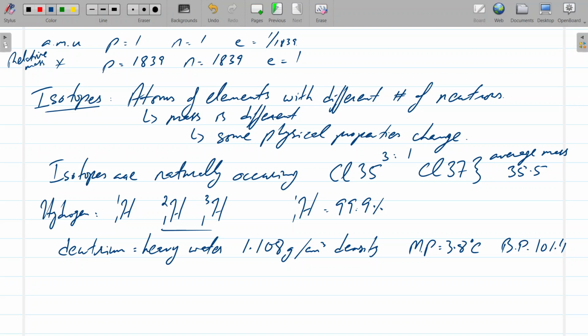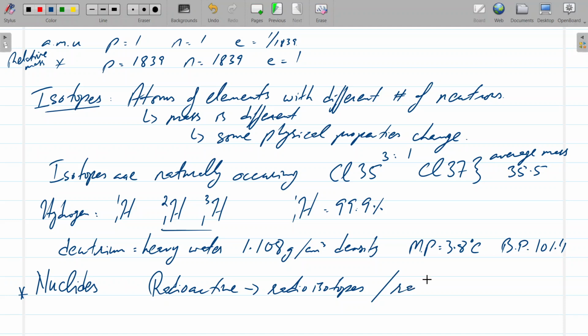Now, because what's changing over here is a neutron, isotopes are also called nuclides. Some of these are radioactive, which we'll talk about later. And in that case, they are called either radioisotopes or radionuclides. Okay?